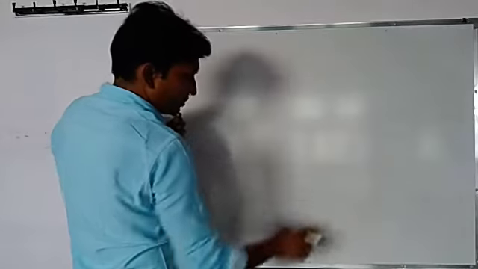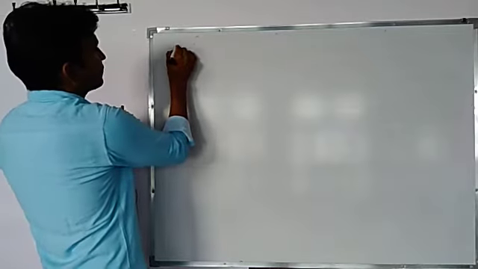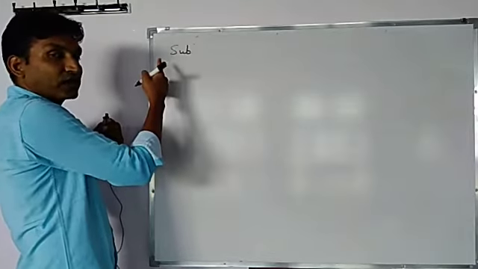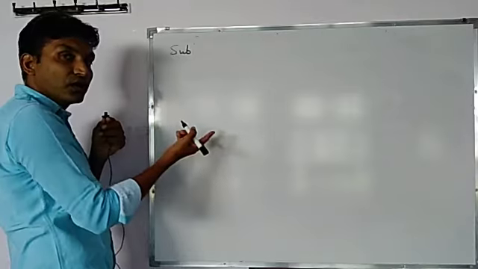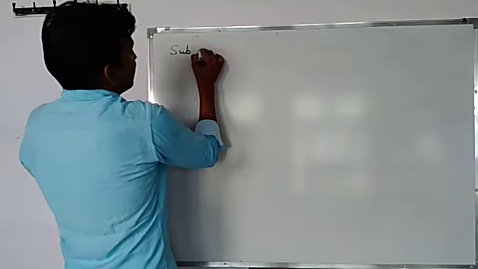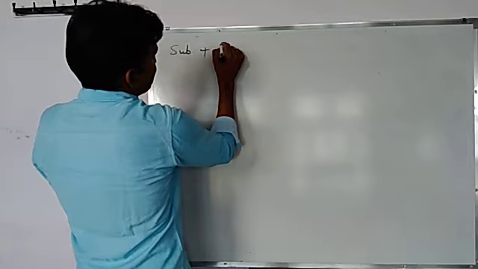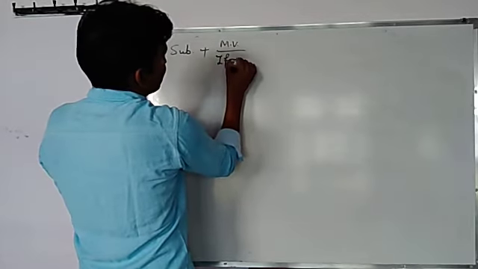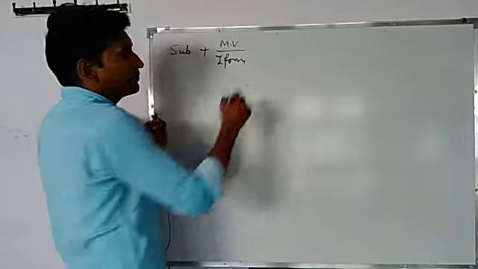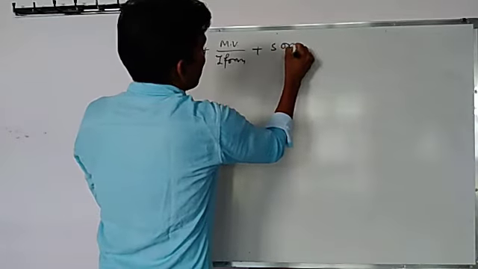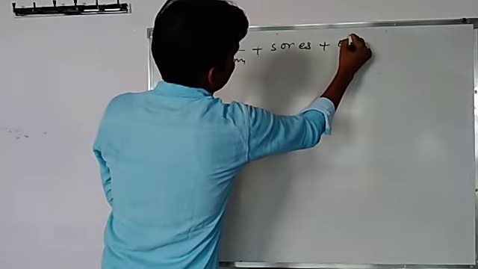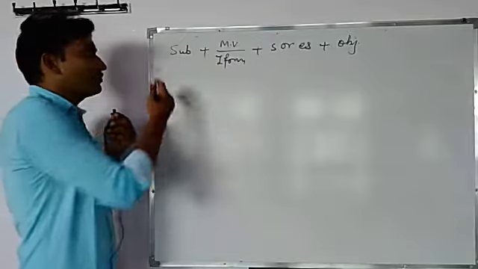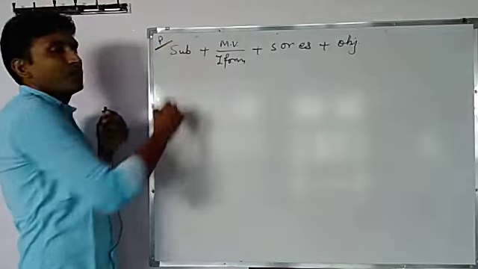Now we write the formula for a positive sentence of present simple. The formula for a positive sentence is: subject according to the number, singular or plural, plus main verb, the first form of the main verb plus s or es, and object. So this is the formula for a positive sentence.